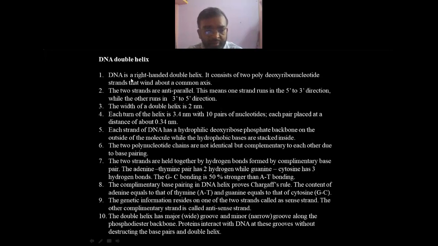The two strands are held together by hydrogen bonds formed by complementary base pairs. The adenine and thymine pair has two hydrogen bonds, while guanine and cytosine has three hydrogen bonds. The G and C bonding is 50% stronger than A and T bonding. This is a very important thing: although hydrogen bonds are the weakest bonds, still the highest stability is conferred to the DNA.